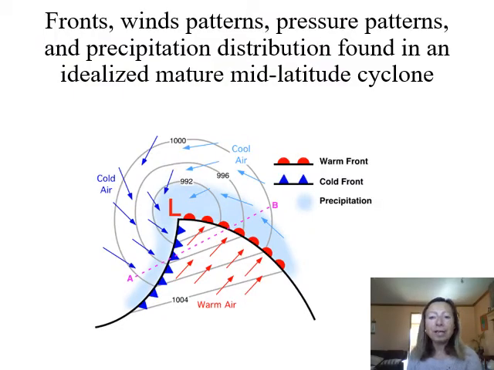This is an idealized diagram of a mid-latitudinal cyclone. As you can see, the warm front is ahead of the system, the cold front is behind the system. The cold front is catching up with the warm front, and then it can lead to occlusion. We see the warm air in the center of the system, and everything, of course, is revolving in the northern hemisphere in the counterclockwise direction because of the Coriolis effect.